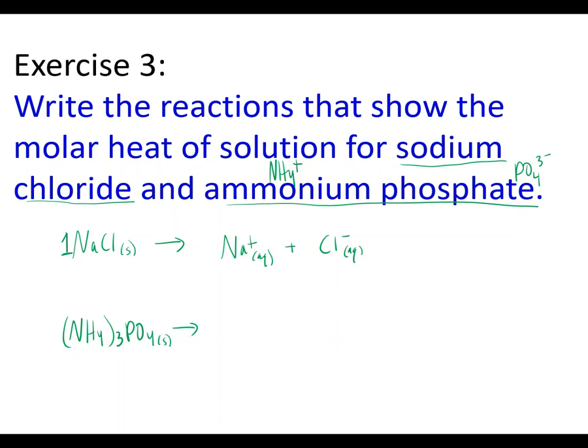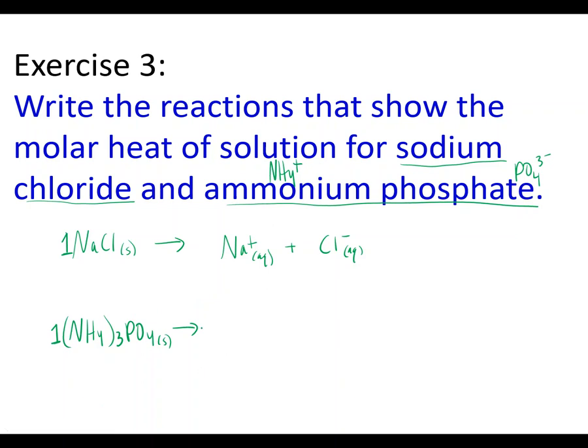Of course, this is a solid. It's going to dissolve. Remember on solubility rules, ammonium, alkali metals, nitrates, they're always soluble, so it doesn't matter what it's with. This is going to be soluble. Remember, we're going with 1 mole of it breaking apart into its ions. I'm just designating the 1 mole there to remember that this is molar heat of solution, so it's referencing what happens when 1 mole breaks apart and dissolves.